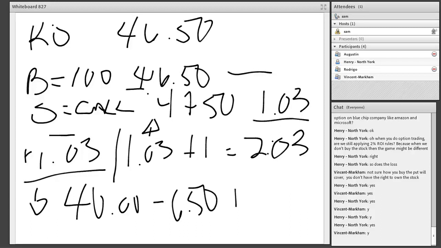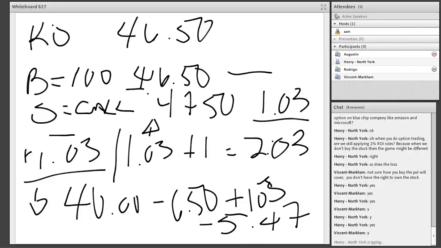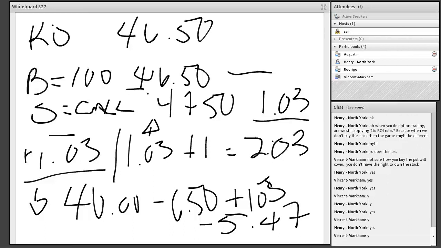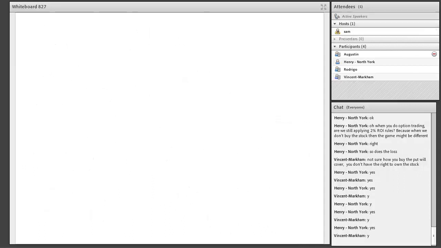If it goes to 40, I lose $6.50 on the stock, right? But I bring in $1.03. So if I bring in $1.03 and I lose $6.50, what's my loss? $5.47. That's my loss. Everybody see that? Everybody clear on that? Just double checking.